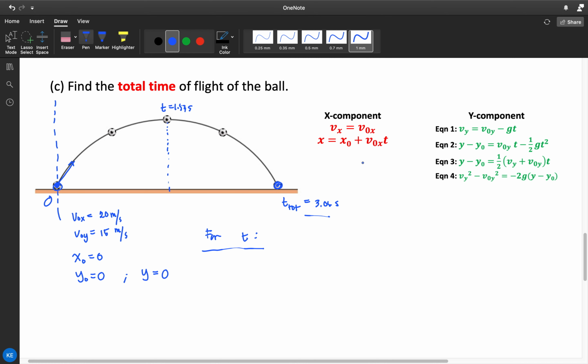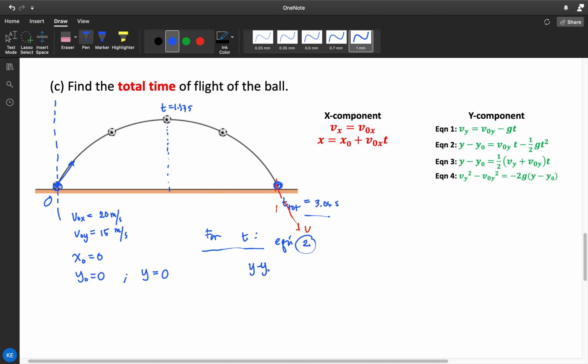Here you can find time from the two components, either x or y. But there is no range, so we can't use that equation. So we go to the y component. Equation 1 or equation 2. Before it strikes the ground, take note that it is at maximum velocity, so the velocity is not zero the moment it strikes the ground. So we're going to use equation 2 for this case.